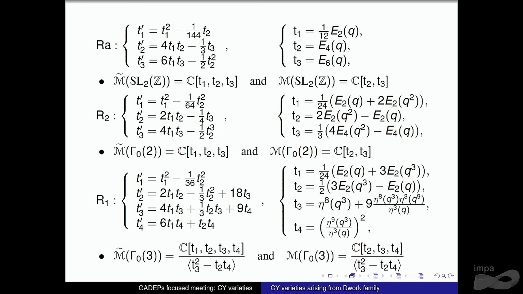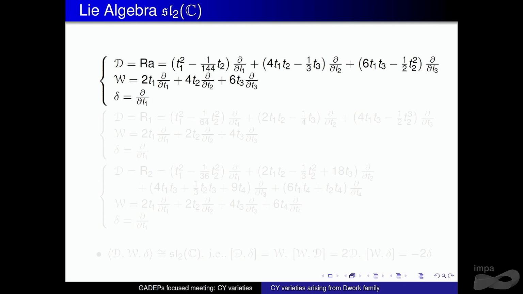And I will give some equivalent properties that we will see, that we can find such a system for all gamma naught n. So the other property that we have here is, okay, we have a graded algebra, so we can endow this graded algebra with an SL2C module structure. How can we explain that one?